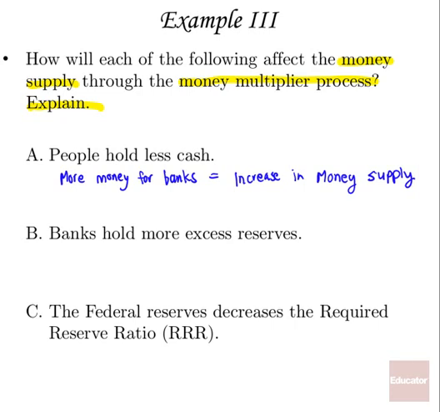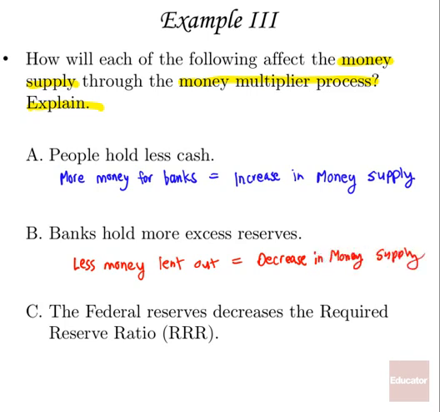Okay, let's say banks hold more excess reserves. So if banks hold more excess reserves, less money is lent out, which equals a decrease in money supply. So less money lent out equals less deposits, and therefore less money supply, less checkable deposits here. So there's going to be a decrease in money supply.